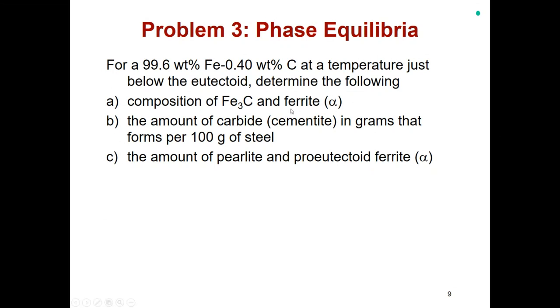Alpha stands for ferrite. Ferrite is the soft phase and cementite is the hard phase. So how many grams of each? What is the composition? At A, what is the composition of cementite and ferrite? And then in B, amount of carbide, which is also cementite, in grams that forms per 100 grams of steel, and in C, the amount of perlite and protectoid ferrite.